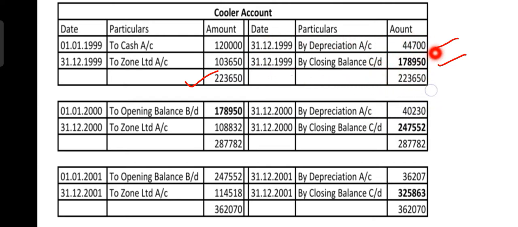Then you should find the balancing figure. That balancing figure represents the closing balance, and that closing balance becomes the opening balance for the immediate next year. So how are you going to close this? You find the total of the particular side which is showing more.